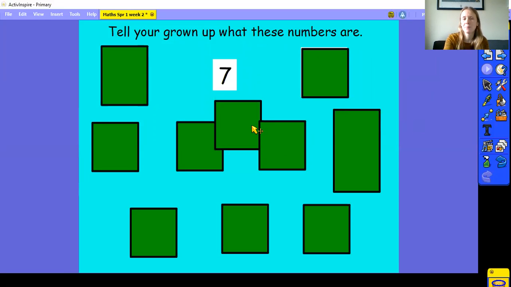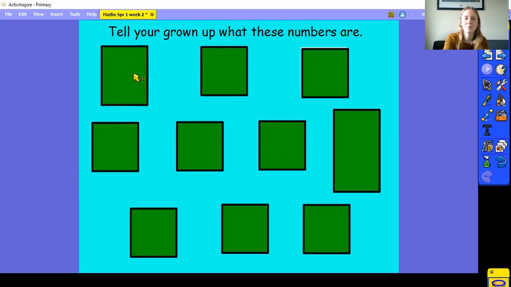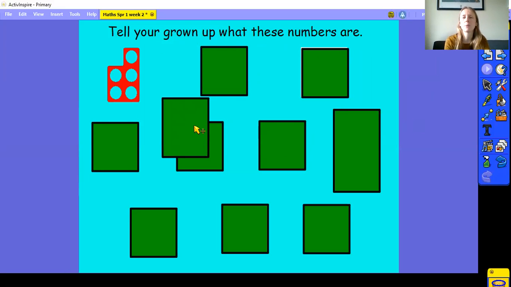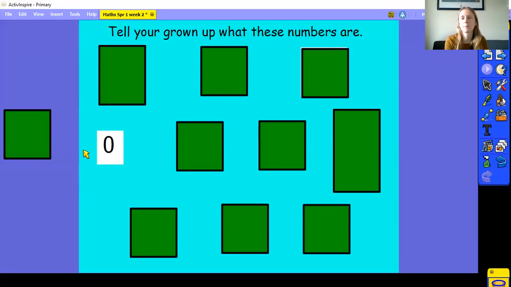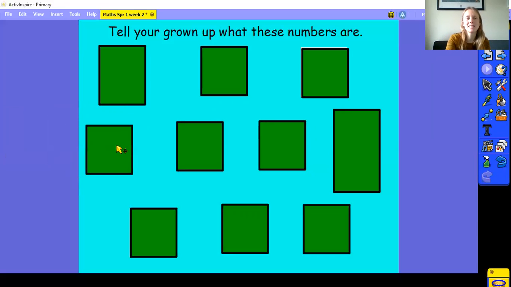What about this one? What numeral is this? Yes, this is number 7. What about this one? Here is our Numicon piece that shows 5. It has 2 holes at one side and 3 holes on the other side. What about this one? Yes, this numeral is 0.